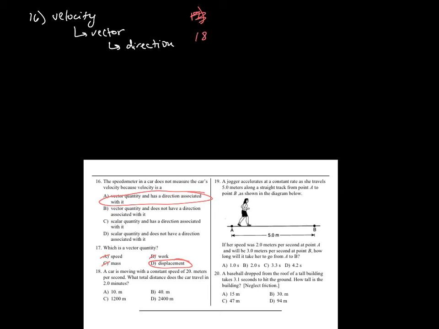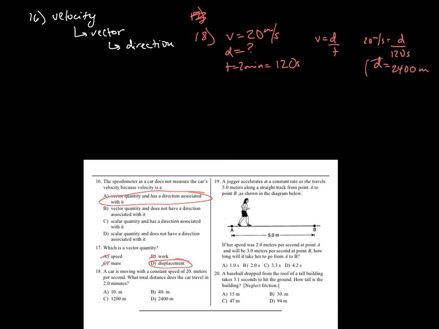Let's do 18. A car is moving with a constant speed of 20 meters per second. What total distance does the car travel in 2 minutes? So 2 minutes is equal to 120 seconds. You just multiply by 60 seconds in a minute. So V equals D over T. 20 meters per second equals D over 120 seconds. 120 times 20, D is equal to 2,400 meters. Choice D.